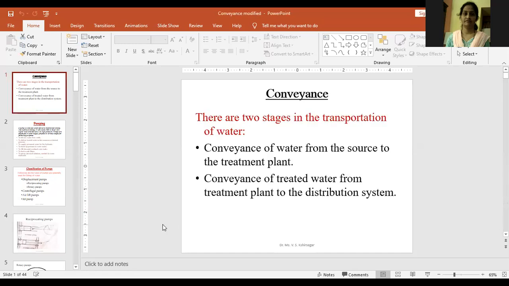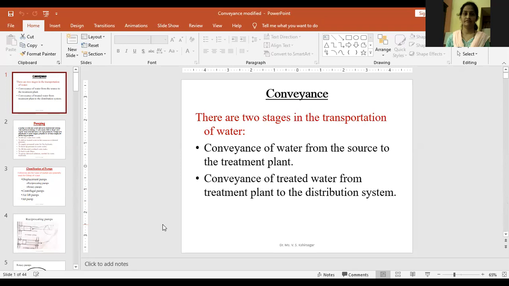Conveyance of water. What is meant by conveyance of water? I hope everybody has noted down. We are going to study section 2, chapter number 4. The title of the chapter is the conveyance of water. What is meant by conveyance? Transmission of water from one place to another place.